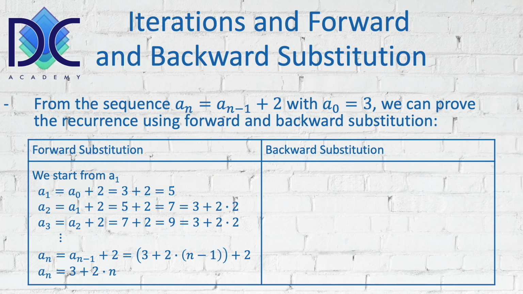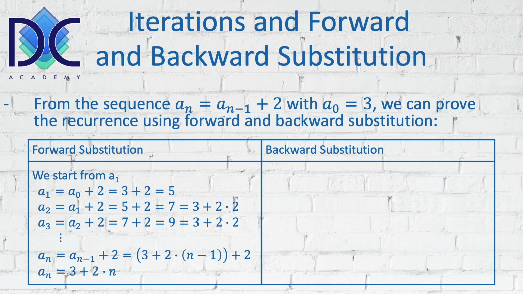Now we have a2, it's equal to the previous result, a1. Again, I add 2. And I find that this is equal to 5 plus 2. It's equal to 7, but I can also write it as 3 plus 2 times 2. And then we have a3, it's a2 plus 2. a2 being 7, I add 2 again, so I find 9, and basically I find 3 plus 3 times 2.